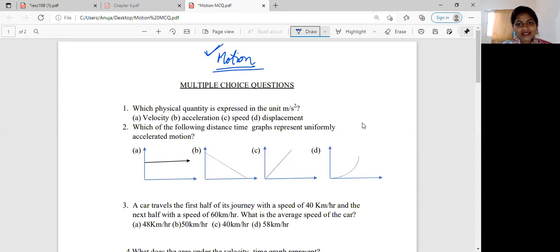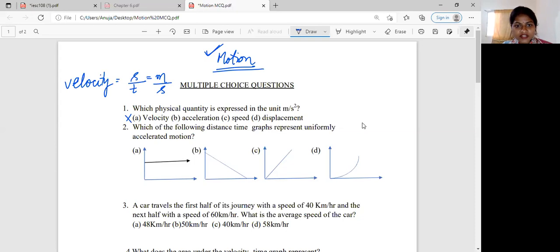Which physical quantity is expressed in the unit meter per second square? So they have given us the unit. Now we have to find out the physical quantity. Let's say if it is velocity, then what is the unit for velocity? We know that velocity of an object is equal to displacement upon time taken. The unit for displacement is meter and the unit for time taken is second. So it becomes meter per second. So it's not meter per second square. So this option A cannot be the correct answer.